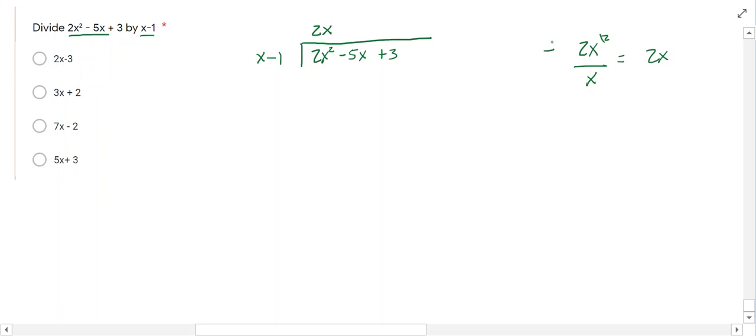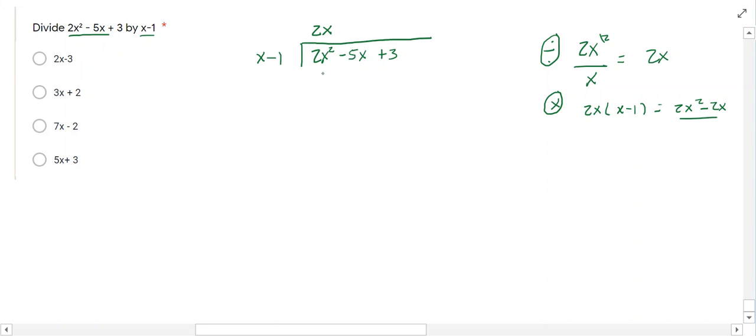And then what you do is you multiply your answer by the short expression. So this is the division phase, and the next phase is the multiplication phase. You're going to be multiplying 2x by x minus 1, and then the answer, you put it down underneath here. 2x multiplied by x is 2x squared, and 2x by minus 1 is minus 2x.